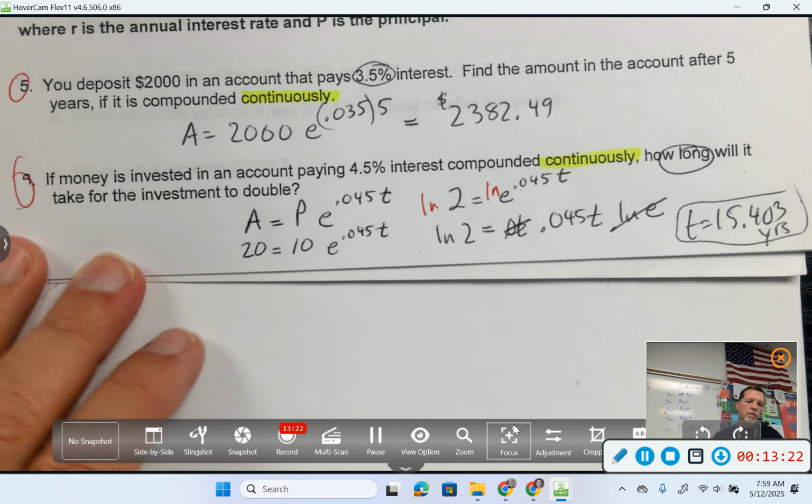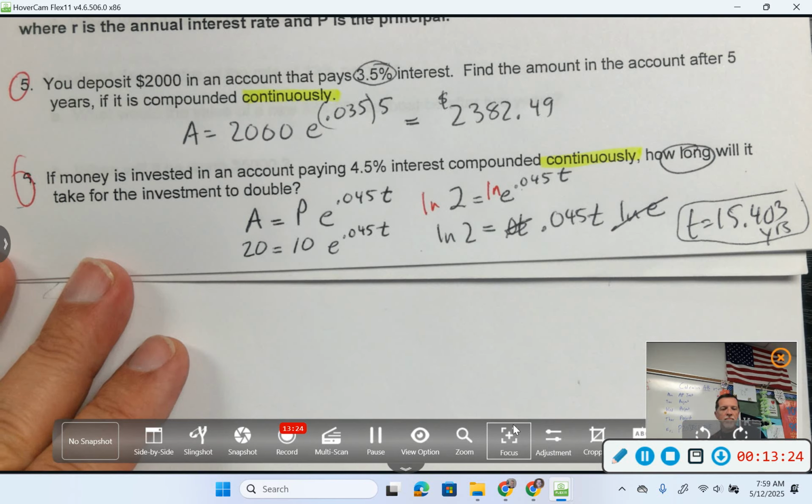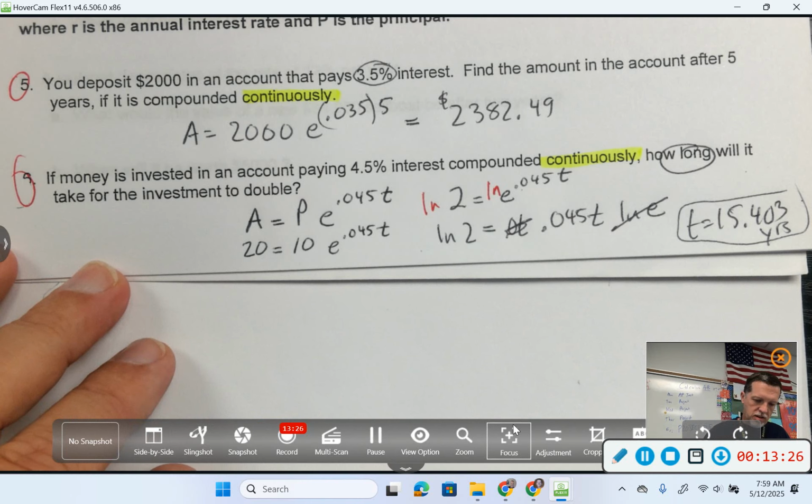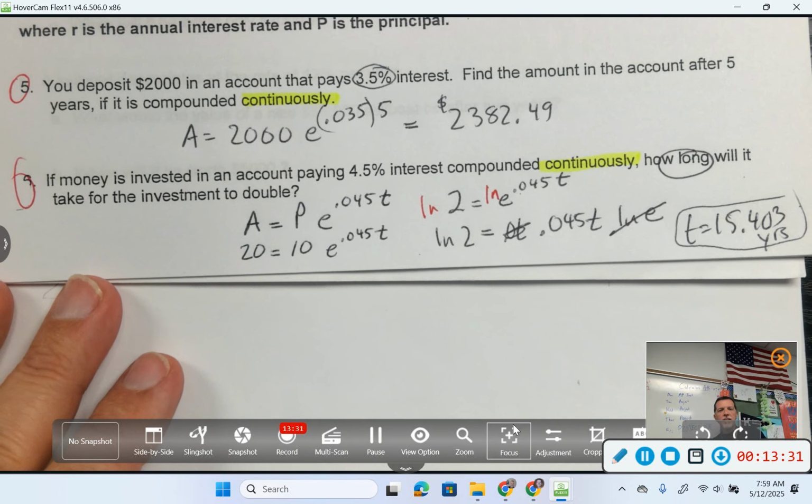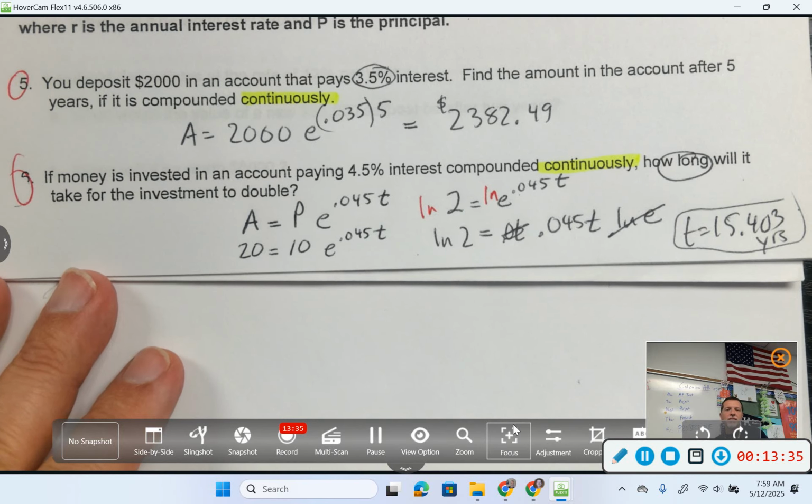About 15 years to double your money at 4.5%.